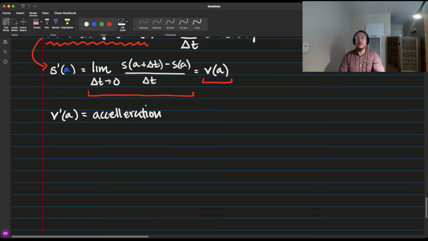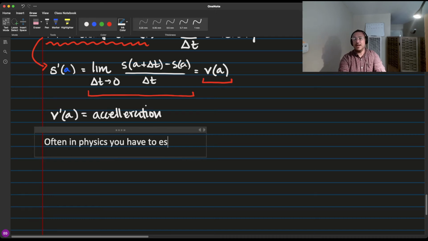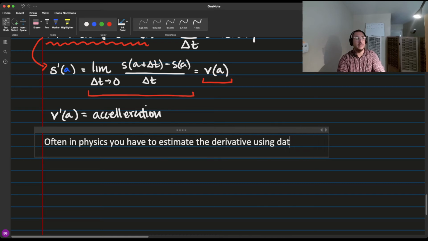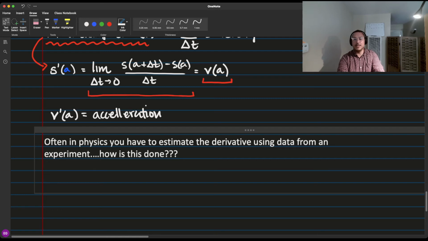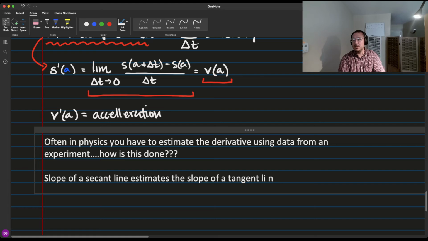Now, a lot of the time in physics you have to estimate. Often in physics you have to estimate the derivative using data from an experiment. How is this done? Well, remember how the slope of a secant line estimates the slope of a tangent line? That's how.